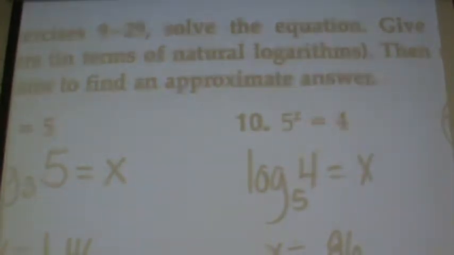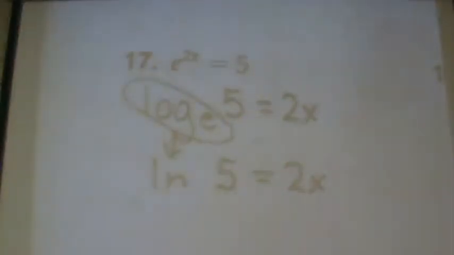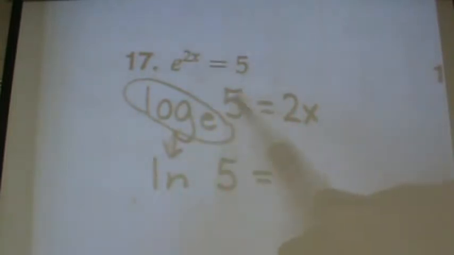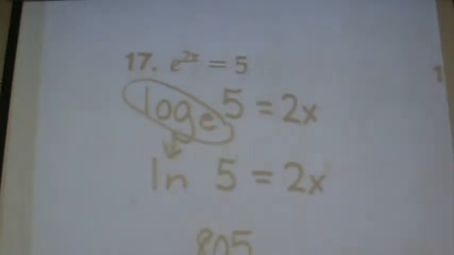I want to jump down to, we did 17, right? Jump down to 17. 17 is the log of 5 base e is 2x. And then you did ln, turn this into ln 5, and then your answer was 0.8. Yeah. Let's do the 4 here, and then we're going to go to the ln ones.